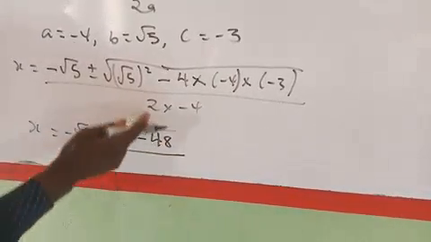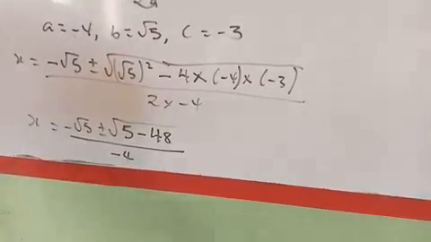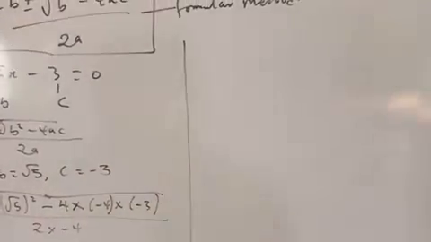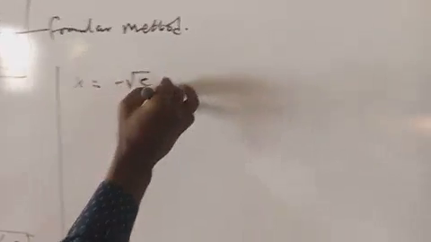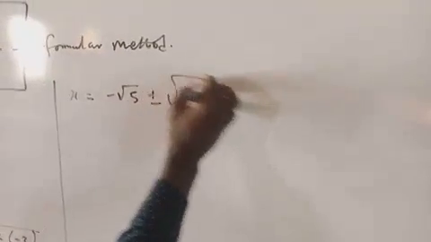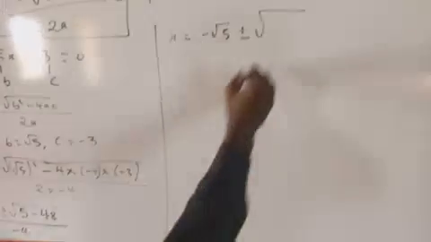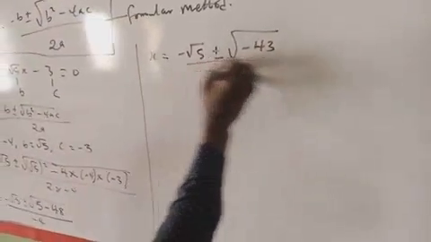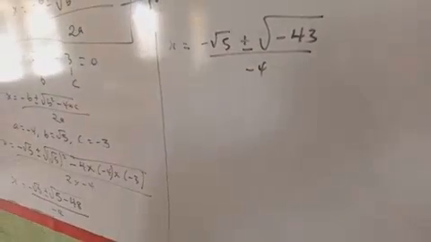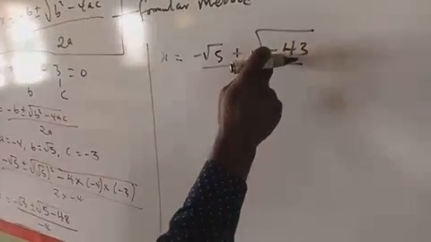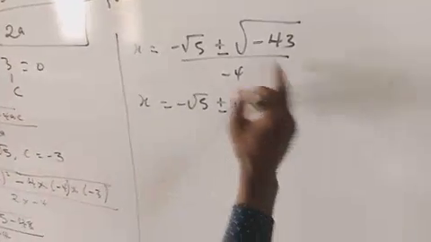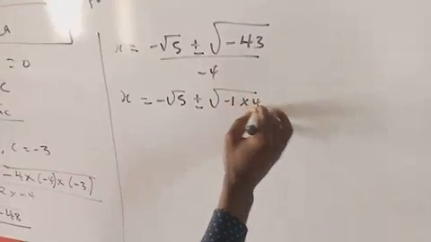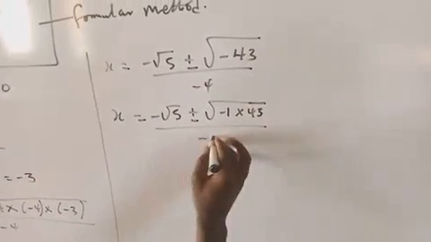Divide all through now by minus 4. So I'm going to continue from here. x is equal to minus root 5 plus or minus the square root of, now let's look at this place, 5 minus 48. You see, I'm going to have minus 43, divided all through by minus 4. So I'm going to have x equal to minus root 5 plus or minus the square root of, I can express minus 43 as minus 1 times 43, all divided by minus 4.